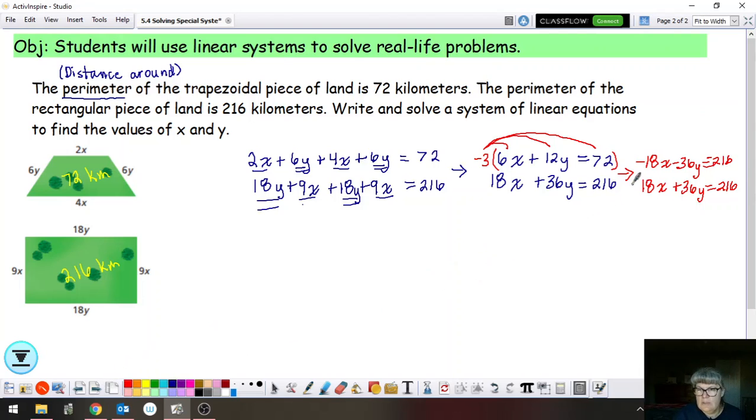Add my two equations together, and the 18x's are opposites, the 36y's are opposites, so I have 0 equals negative 216 plus 216, which is also 0. That is a true statement, but we don't have any variables left. In that case, we have infinitely many solutions. There is no one right answer to this problem.